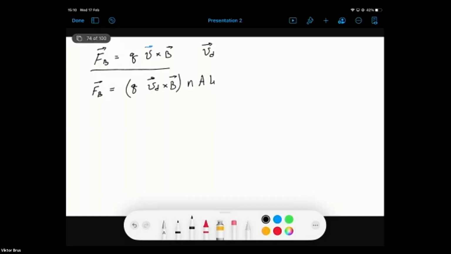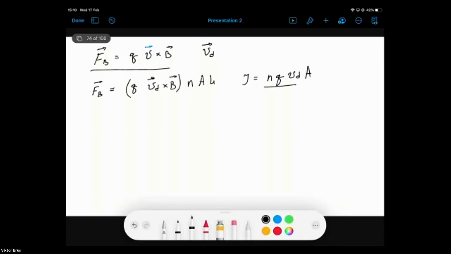So when we multiply volume by charge concentration, we just get some total number of charge carriers in this segment of conductor. And that will give us the total magnetic force exerted on this conductor. So we know from previous lectures, when we considered electric current, that it can be written as n times q times v_d times area.